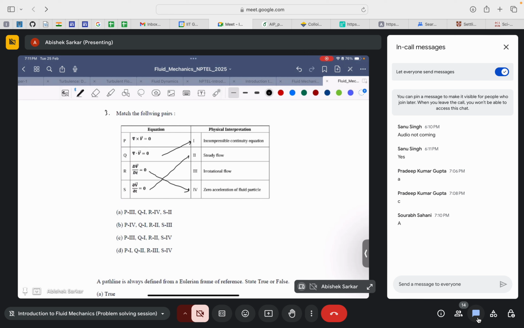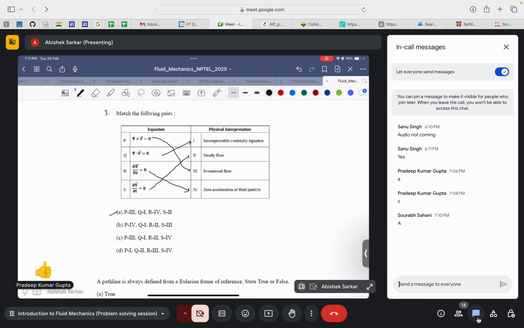So the only one that we're left with is this one. So P would be 3. So P is 3, Q is 1, R is 4, and S is 2. Okay, so the correct answer should be A. Okay, is it clear?